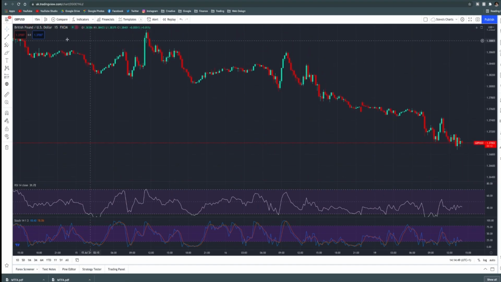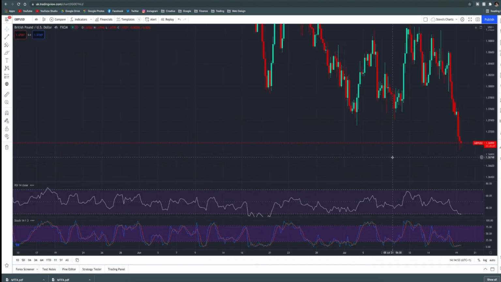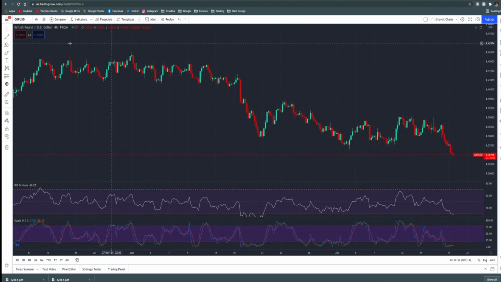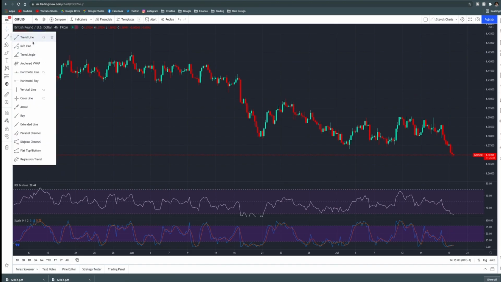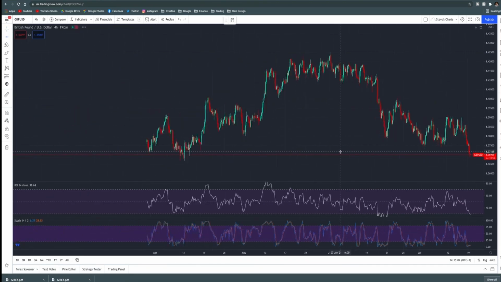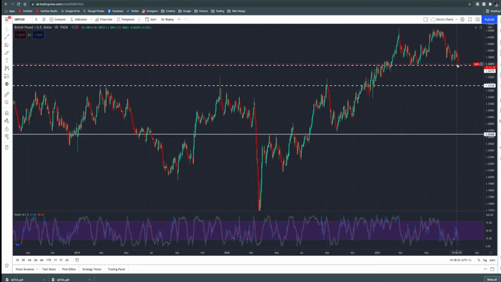So what I would tend to do is I will switch back to a 4 hour. I could even go to a daily. I'm going to go to a 4 hour chart. Now I'm going to get my horizontal tool, and I'm going to plot some support and resistance. So I'm going to zoom out of my chart like this, and plot the strong support and resistance levels by using my horizontal tool.